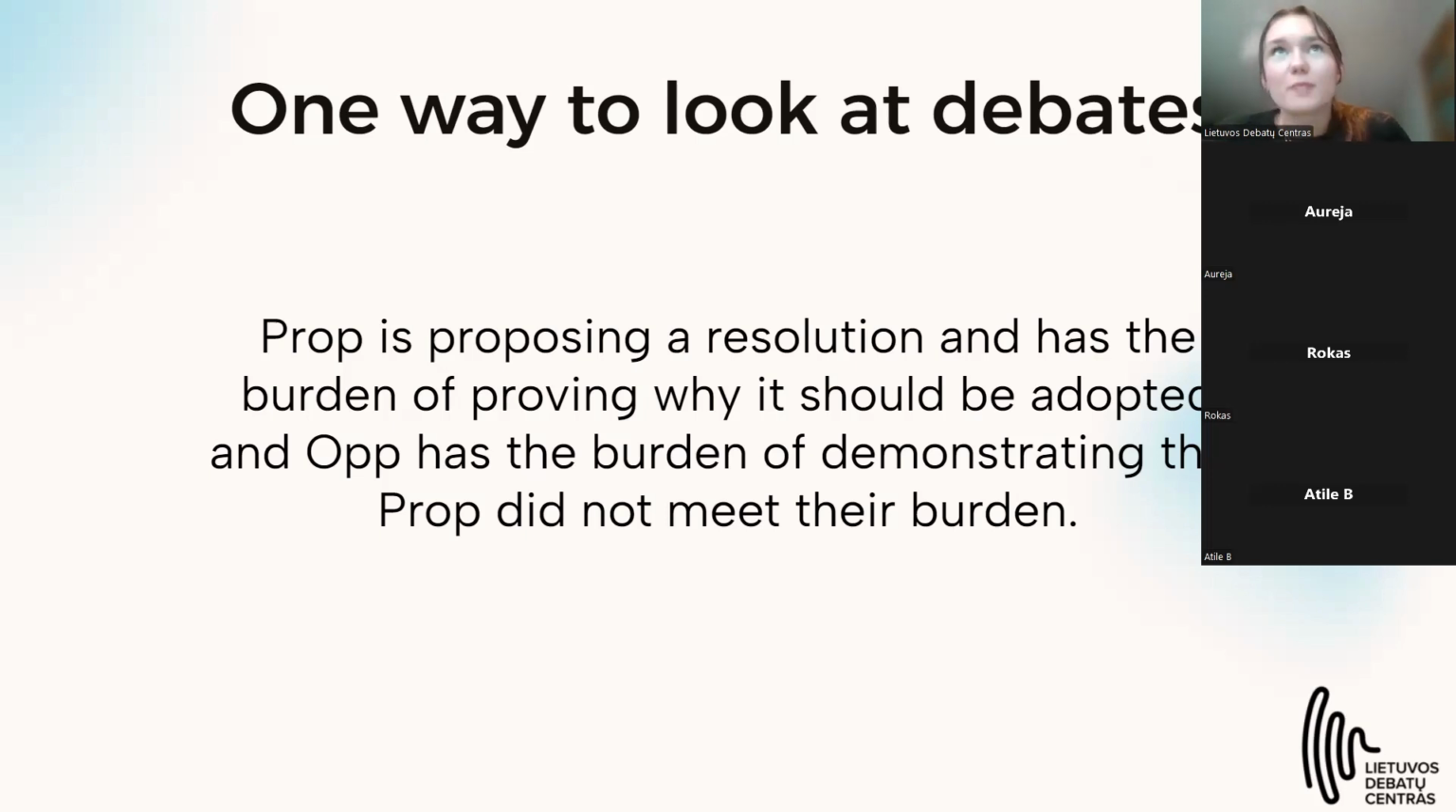We sometimes call them a structured argument, because essentially what you want to do in debates is to prove that your opponent is wrong, right? But there are some rules that you have to adhere to in order to achieve that.